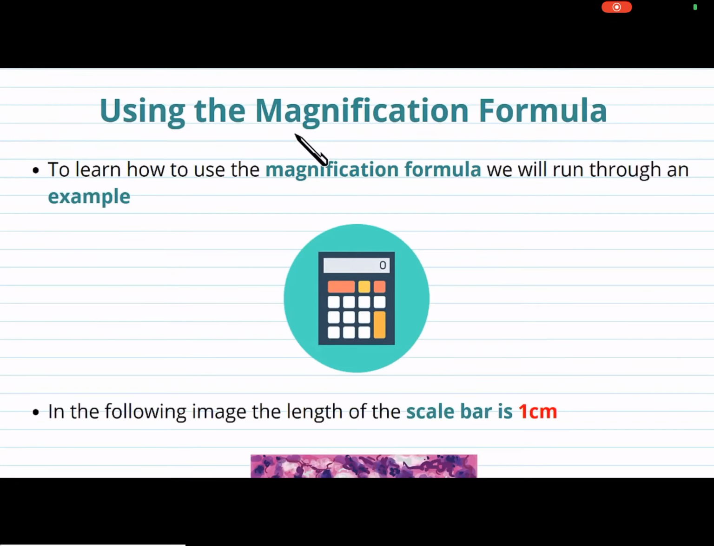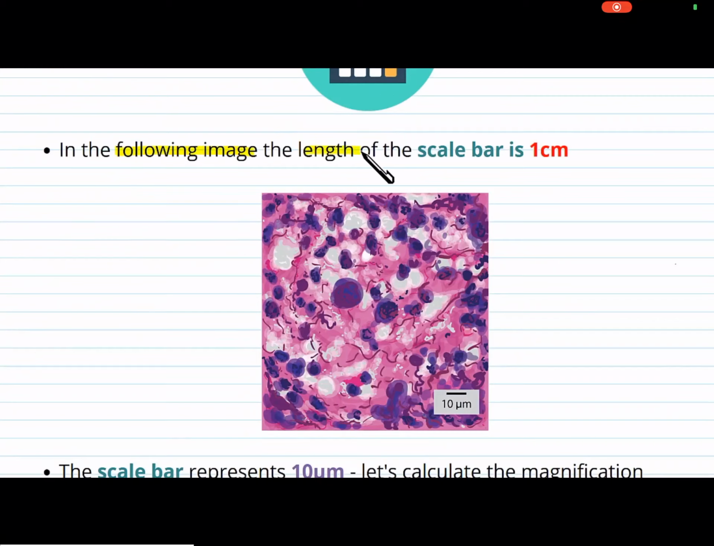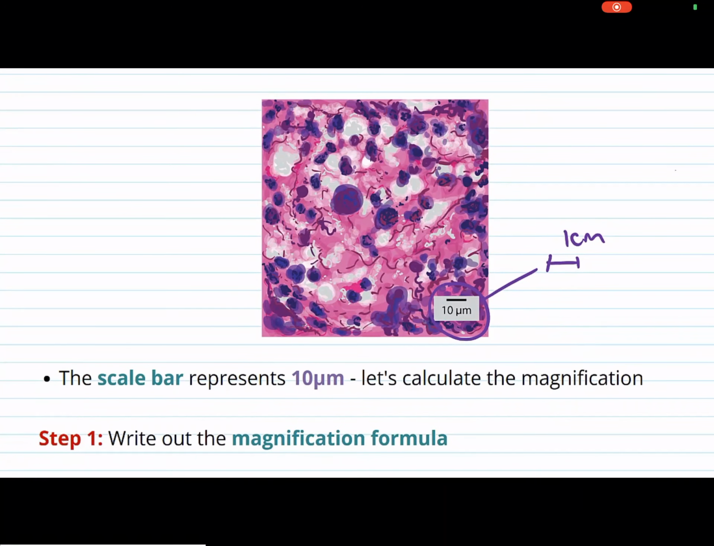So there's a good way of remembering the magnification formula and how to use it, and this can be shown through an example. So in the following image, the length of the scale bar is 1 centimeter. So we've got a scale bar down here in the corner, and the length of it, the actual length in the image, is 1 centimeter. And what the scale bar tells you is that in reality, in the context of these cells and these structures, this 1 centimeter bar covers 10 micrometers in that area. So that line is 1 centimeter as you see it in the image, but in the actual cell environment, that line would cover 10 micrometers.